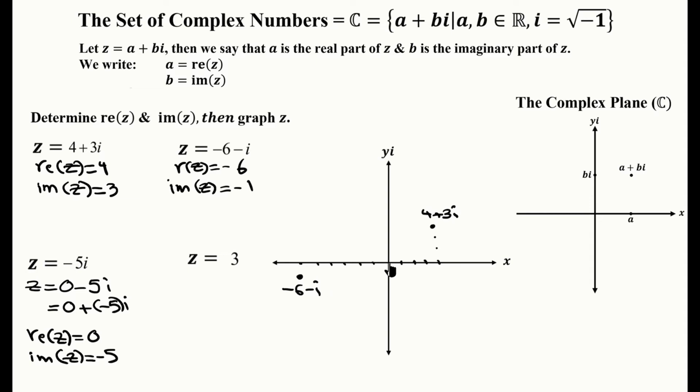So we'll start here again. This time we don't move left or right because the real component is 0. So we'll just go down 5 on the imaginary axis, yi, and we go 1, 2, 3, 4, 5. We'll plot our point, and we'll go ahead and label it -5i. When this happens, in other words, when the real part of a number is 0 and it lies entirely on the imaginary axis, we call such a number pure imaginary.